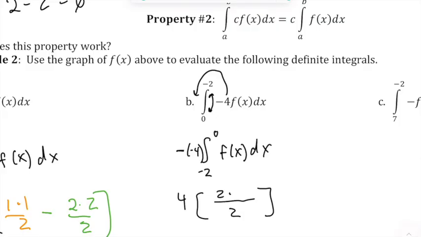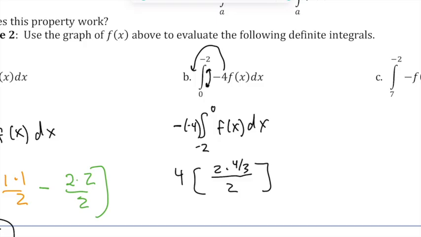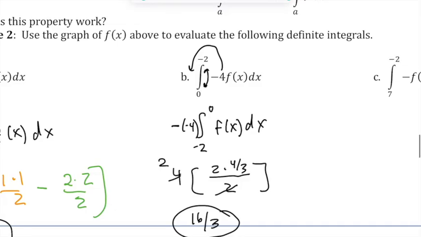But again, we're going to have 2 times 4/3. And so if you want to finish this, we can simplify this 2 and this 2. And so we're going to have 2 times 2 times 4, which is 16 over 3. And that is the area for part B.